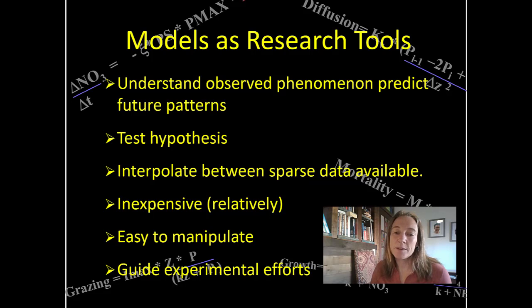Models have a wide range of applications as research tools in marine science. They can be used to understand or observe phenomena and help us predict future patterns. They can be used to test hypotheses. We can use them to interpolate between the sparse data that we might have available. Compared to observational programs that use expensive ship time, they're relatively inexpensive to run. They're pretty easy to manipulate once you know what you're doing. And ultimately, model results can be used to help guide experimental efforts.